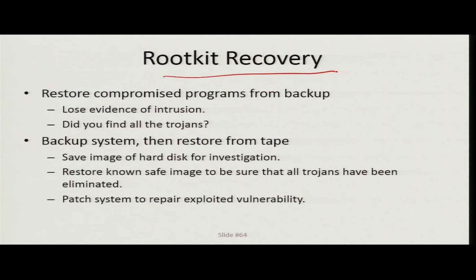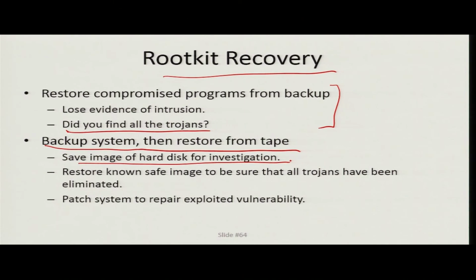For recovery from a rootkit, you have to restore the compromised program from the backup. Obviously if you do that, you will lose the evidence of intrusion, and the question always remains whether you found all the Trojans. Always back up the system and then restore from tape. So save an image of the hard disk for investigation, and restore a known safe image. Microsoft automatically does it, and patch the system to repair exploited vulnerabilities.